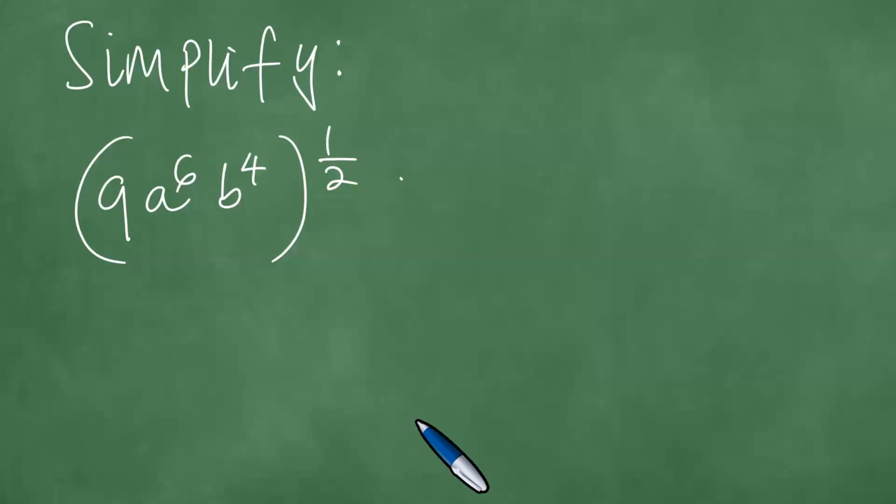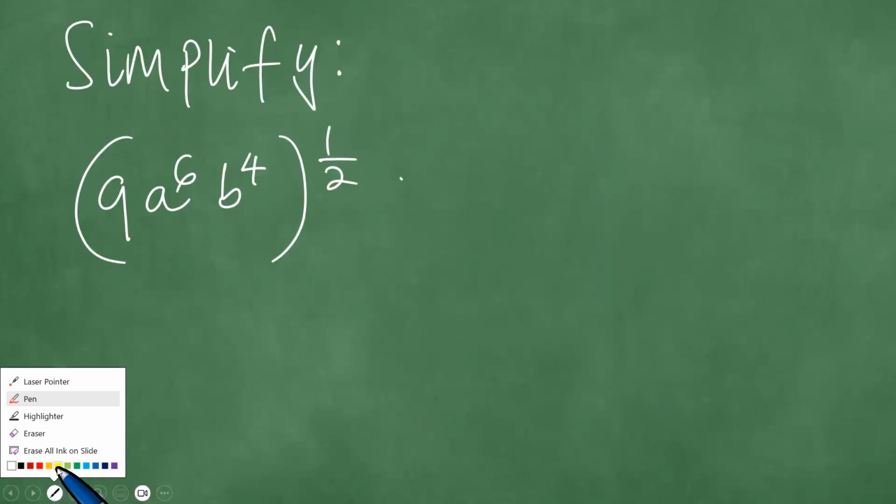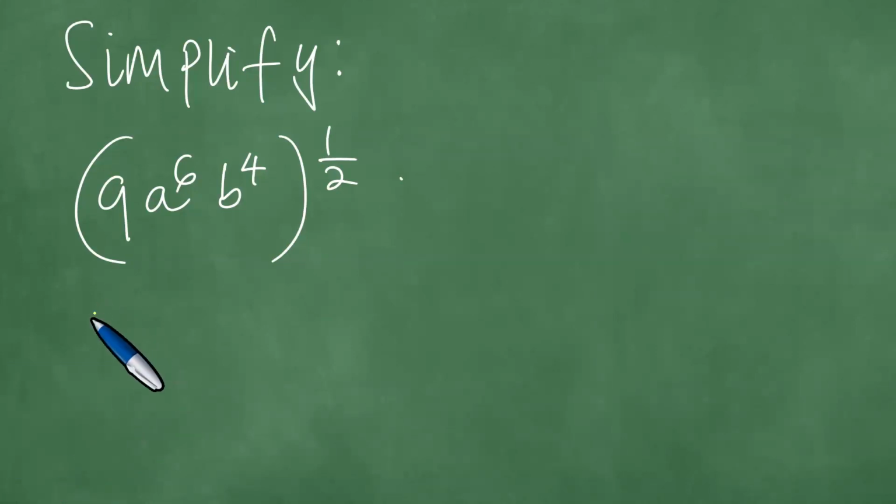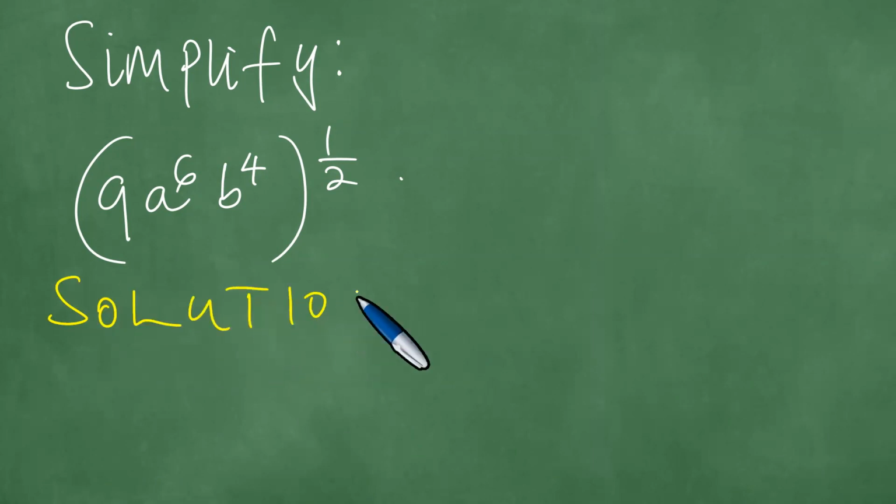Okay, who is done and who is not done? Okay, what did you get? Tando? I got 3a cubed b squared. Yes.